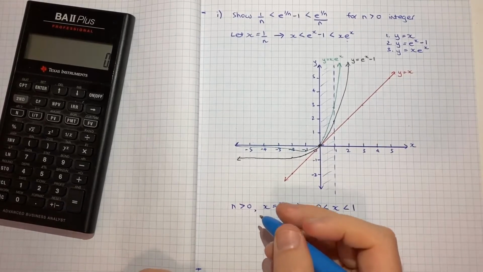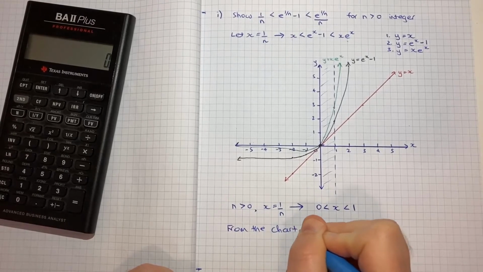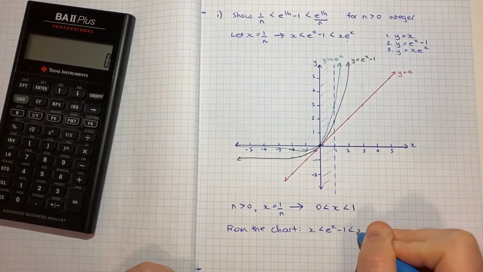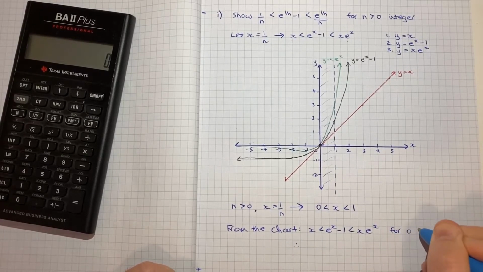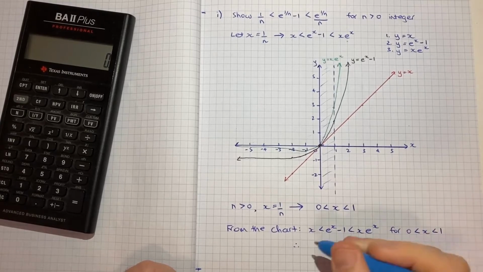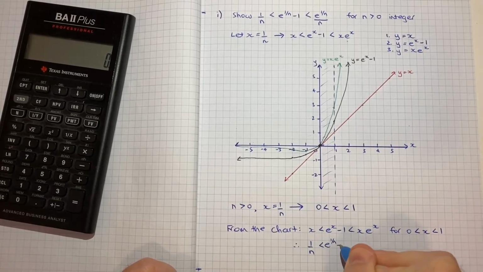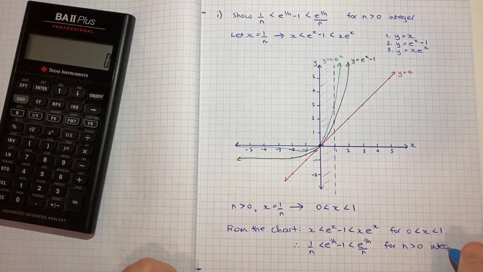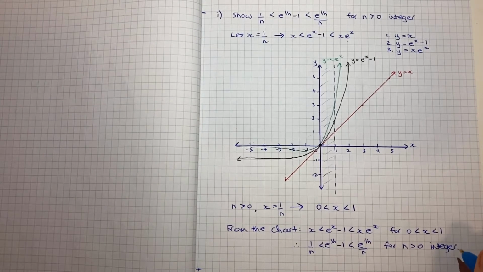So at this point we could say, maybe however you want to word it, from the chart, we can see that x is less than e to the x minus 1, which is less than x e to the x. Therefore, and I'll say for x between 0 and 1, therefore, if I replace the 1 on n back in, 1 on n is less than e to the 1 on n minus 1, which is less than e to the 1 on n for n greater than 0 integer. So that's how I tackle part 1 of this question.